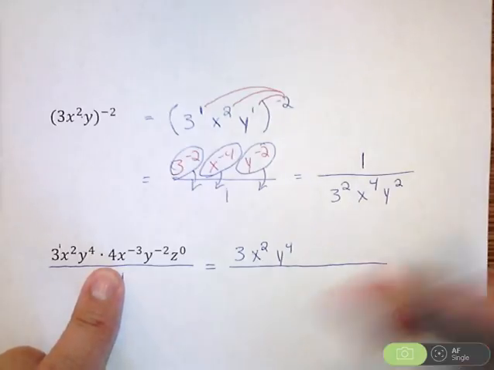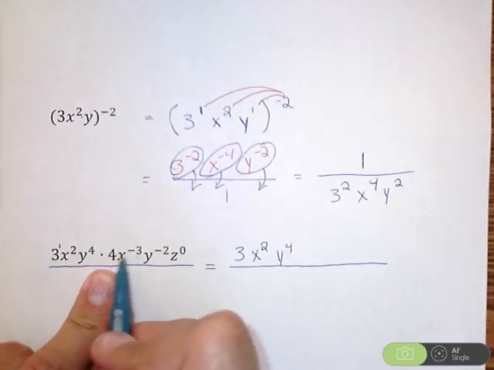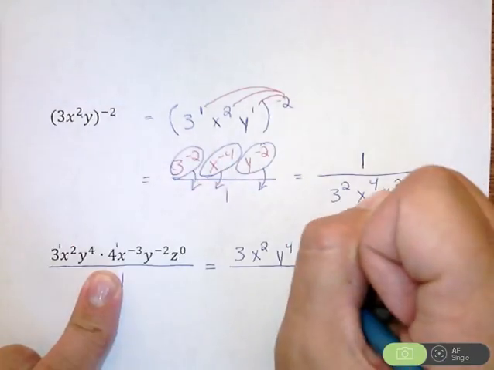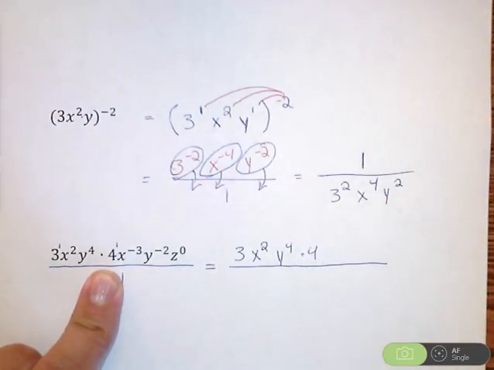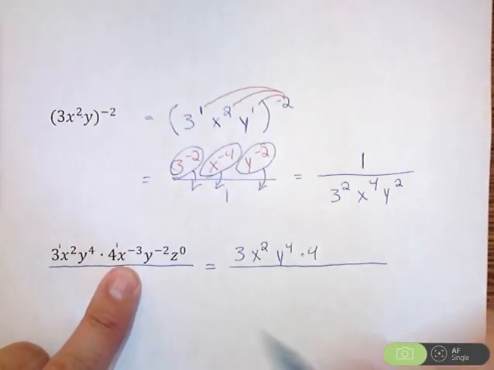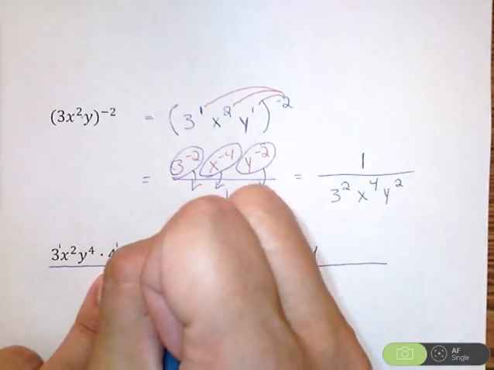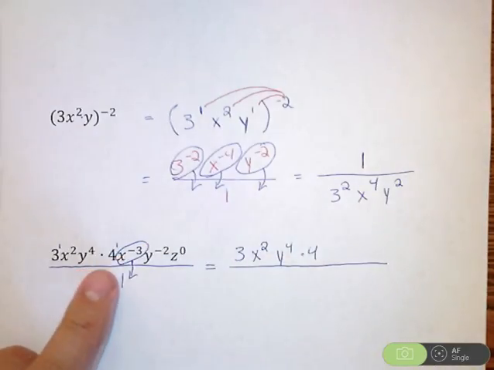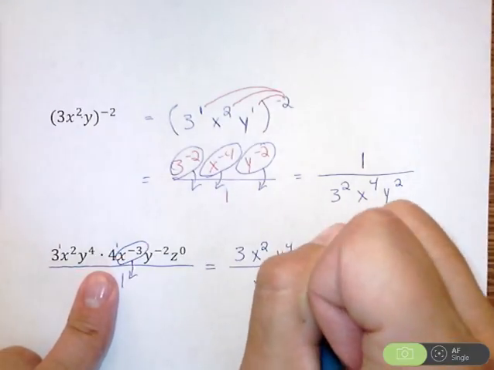Next, I have this 4. Don't get confused and think this negative 3 is with the 4. The negative 3 is with the x. This is like 4 to the 1st power, so that 4 is going to stay on top as well. This x to the negative 3, that base of x does have a negative exponent attached to it, so it was on top. That's going to come to the bottom. So now we have x to the 3rd.